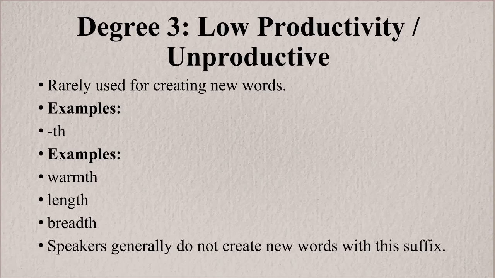A common example is the suffix -th, which is found in words such as warmth, length, and breadth. Although these words are part of the vocabulary, speakers do not generally use the suffix -th to create new words in modern usage, which shows that it has very low productivity in contemporary morphology.